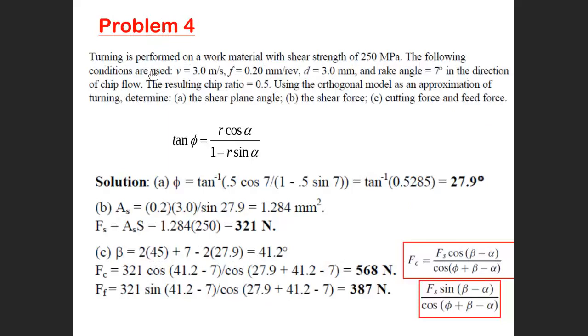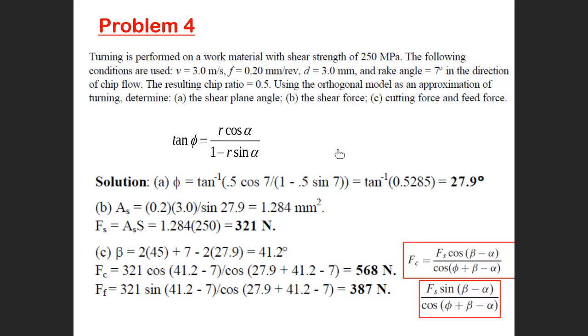Last, turning is performed on a work material with shear stress given. Again and again, shear stress means you get shear force. The following conditions use v f d, and rake angle is given. Chip thickness ratio r is given. Use orthogonal cutting to determine the shear plane angle. Same, exactly the same: shear force, cutting force, and feed force, exactly the same as the previous example.